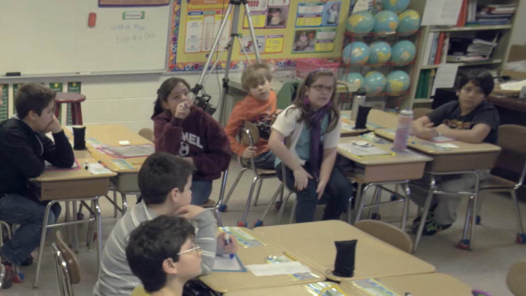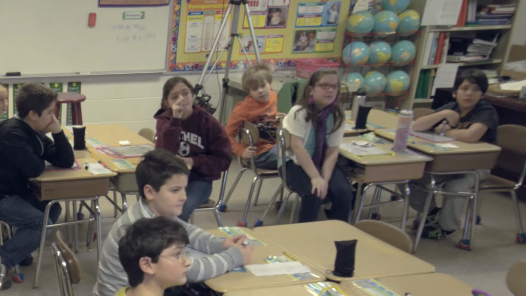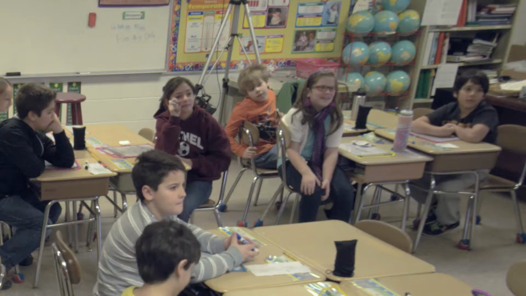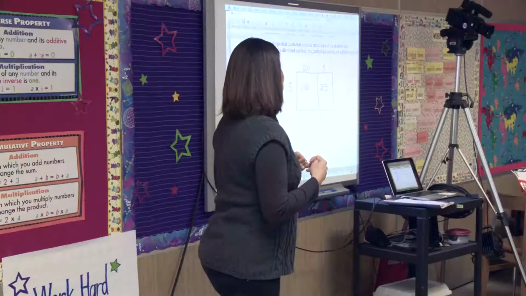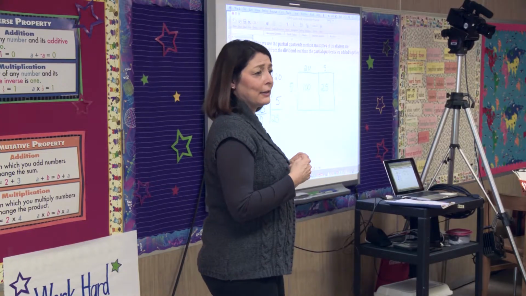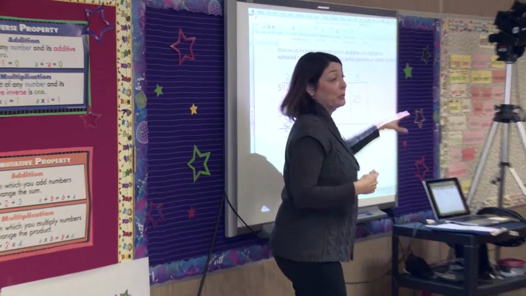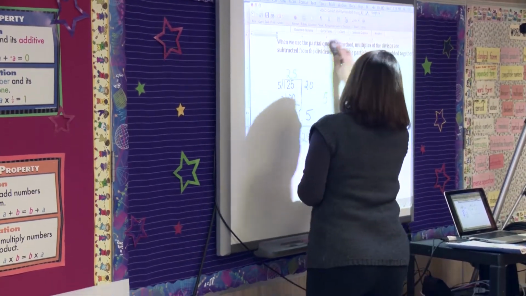Right, and is 100 a multiple of 5? Is 20 a multiple of 5? Is 5 a multiple of 5? So I can break it up that way. But I might not break it up into 96 and things that are not multiples of 5. Okay, so you got to break it up so that they're multiples of 5. I'm going to erase this because it's going to make it easier.